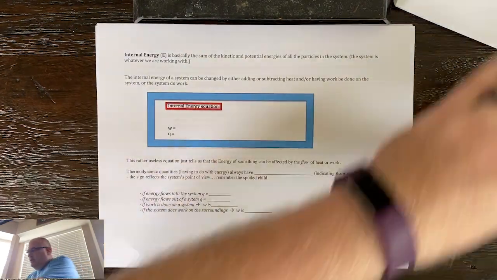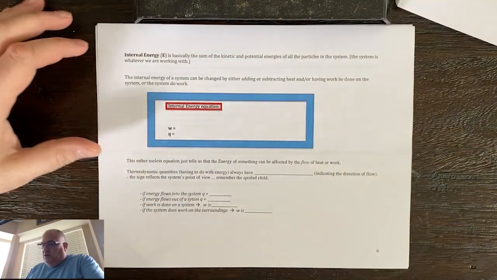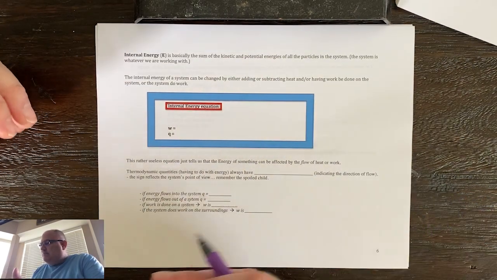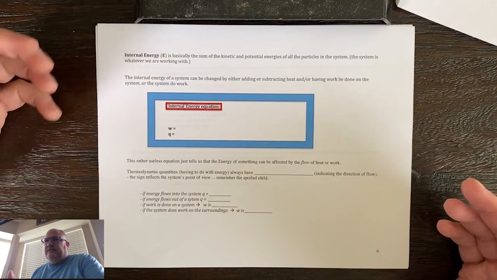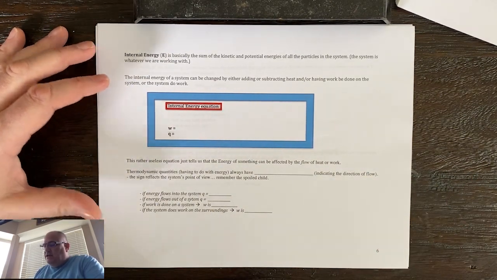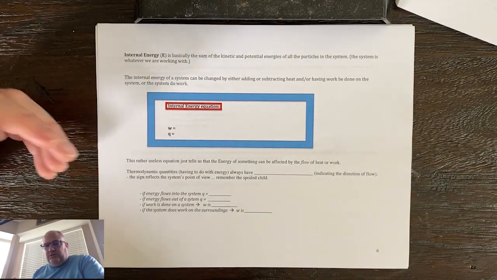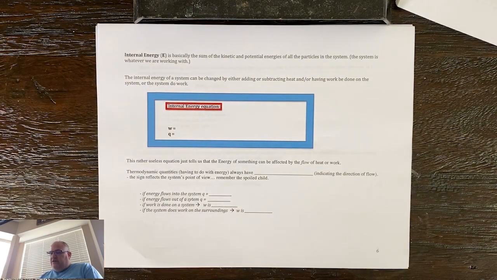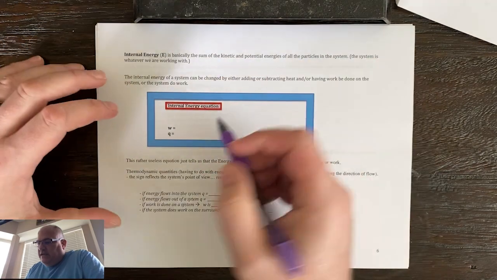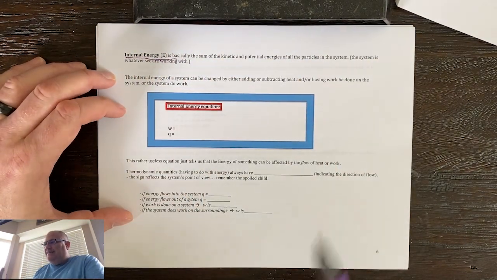So let's move on and talk about internal energy. Internal energy is, again, one of these things we have to know something about. It's essentially the sum of all the kinetic and potential energies in a system. The internal energy of a system can be changed by either doing work on a system or having a system do work, or if energy is added or taken away. So essentially, the internal energy of something is just the amount of energy that's in a system.